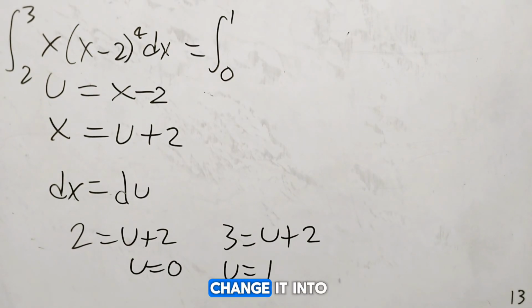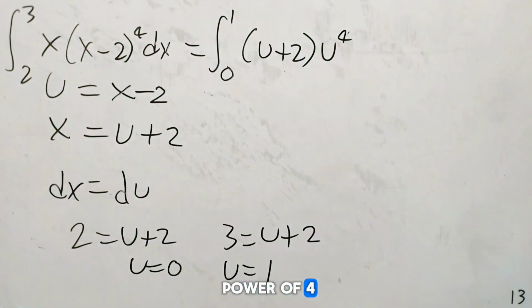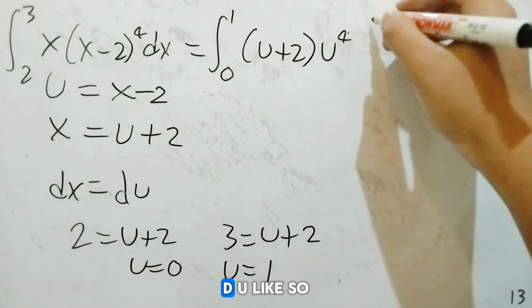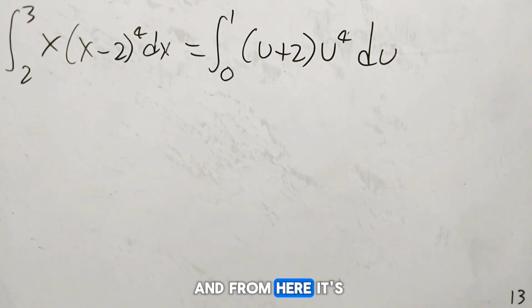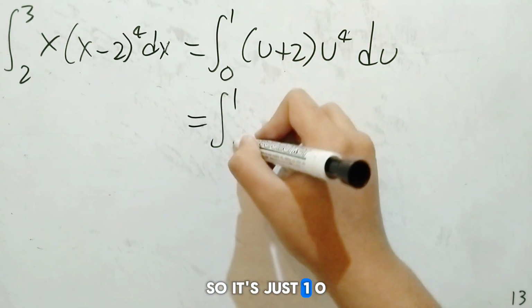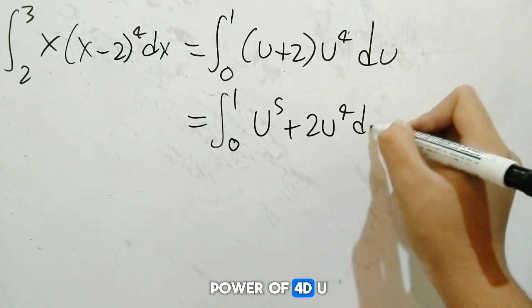Also, I'm going to change the integrand into (u plus 2) times u to the power of 4, because x equals u plus 2, and then x minus 2 is equal to u, du, like so. And from here it's pretty easy, because we can just multiply it out, so it's the integral from 0 to 1 of u to the power of 5 plus 2u to the power of 4 du.